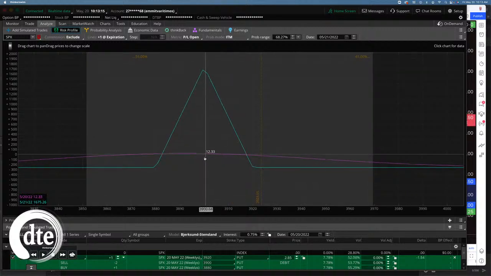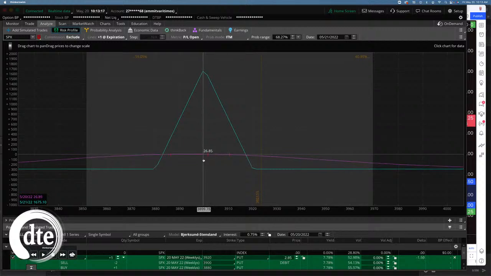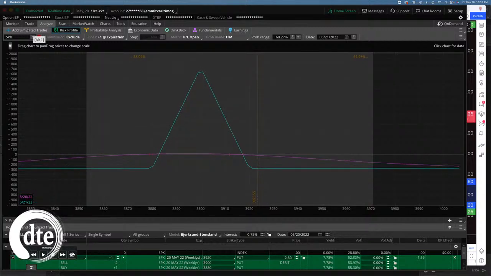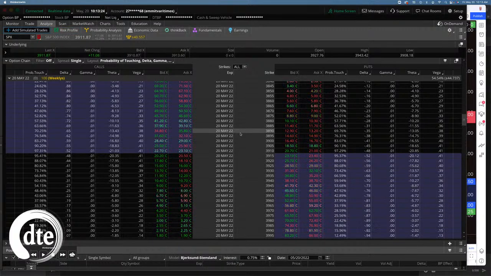So we would want to know what's the probability of touch to get to the center strike at 3,900. And right now the delta on that is 42. So that means that the probability of touch is about double that, and you can see that right here. It's about 85%. So there's an 85% chance.